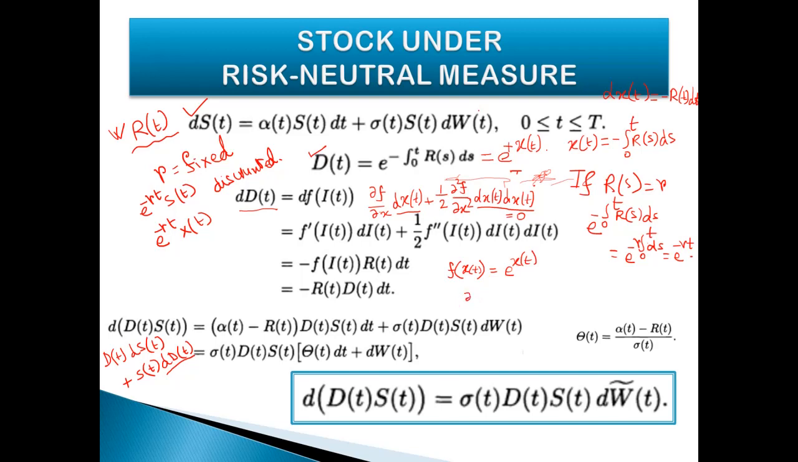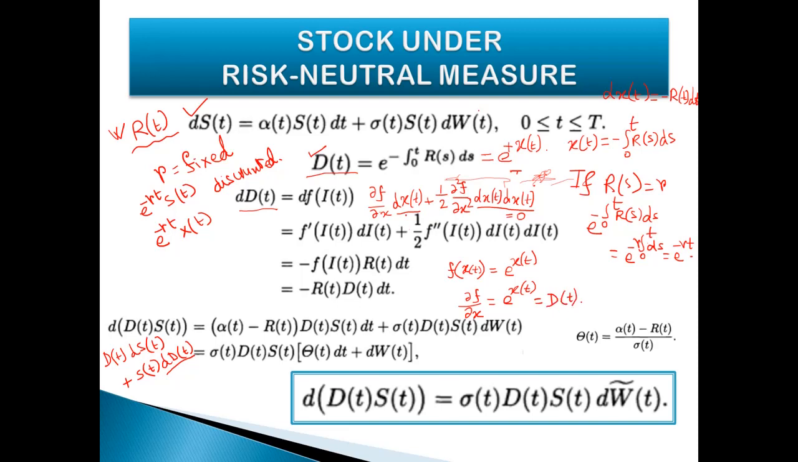So if we have del f del x, it will be e to the power x_t. So e to the power x_t is how much? This f of x_t is actually D_t. So we have this one equal to D_t.